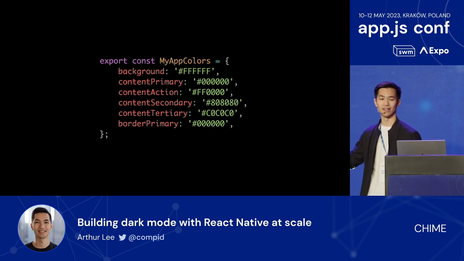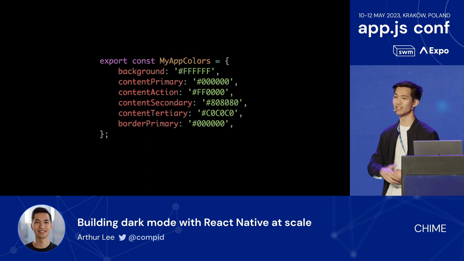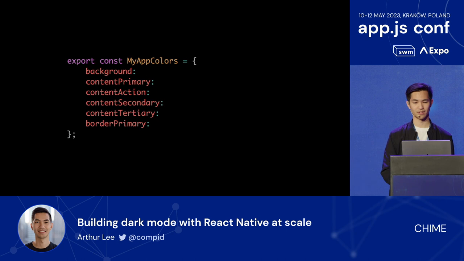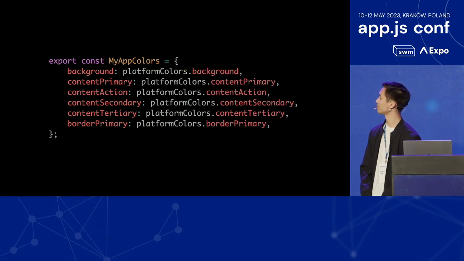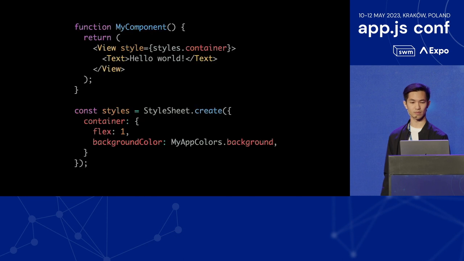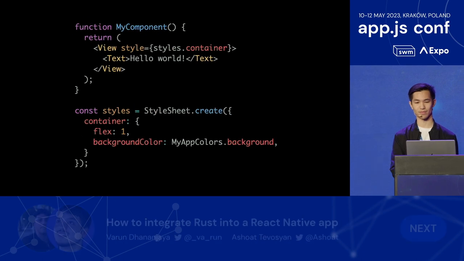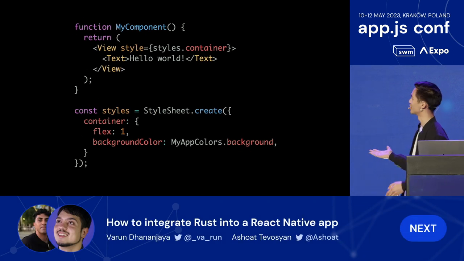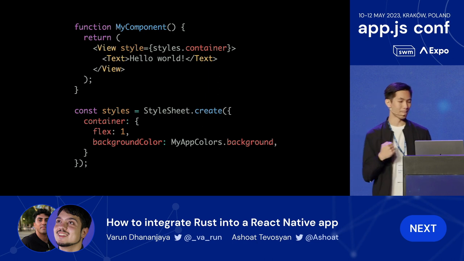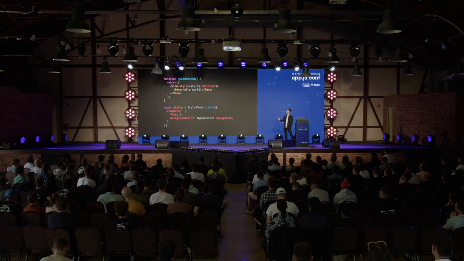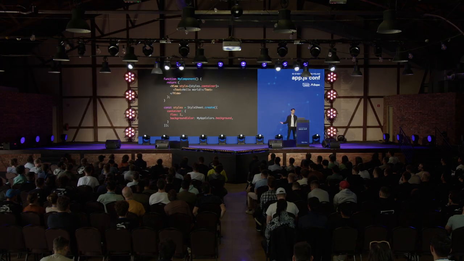And because we already had all of our colors tokenized, even by usage, bonus points for that, we could just switch out these hex values for these platform color objects. And then if we go back to that example we had, let's see what it takes to make this component dark mode sensitive with platform colors. That's right, no modifications were needed. So this was the case for 99% of our components, which was really, really compelling for us.